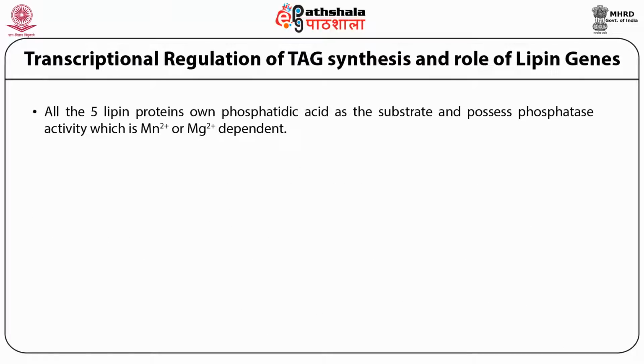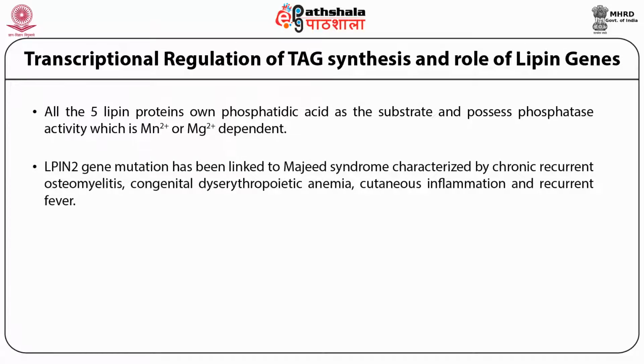All the 5 lipin proteins own phosphatidic acid as the substrate and possess phosphatase activity, which is either manganese or magnesium dependent. LPIN2 gene mutation has been linked to Majeed syndrome, characterized by chronic recurrent osteomyelitis, congenital dyserythropoietic anemia, cutaneous inflammation, and recurrent fever.